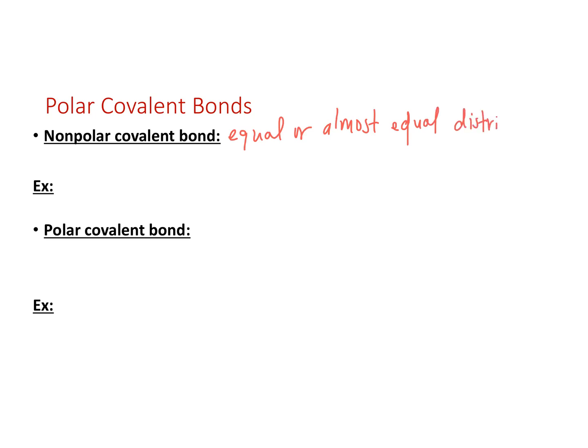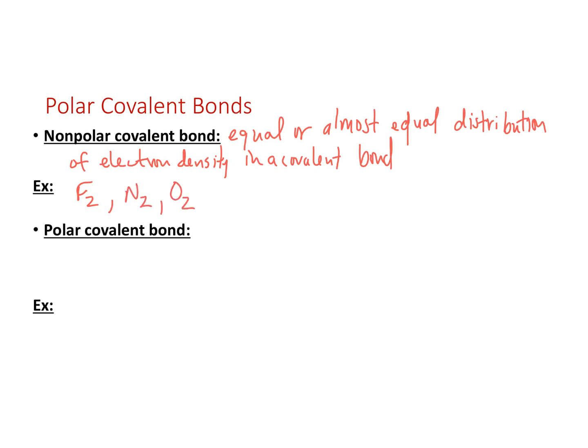Nonpolar: an equal distribution of electron density in a covalent bond. Examples of nonpolar covalent bonds, like we already saw with diatomic fluorine, are 2 identical atoms bonded together. My electronegativity is identical, so it's going to be a tie. I'm not going to have an unequal distribution of electron densities. So diatomic fluorine or diatomic nitrogen or oxygen or hydrogen, all of those would be nonpolar. I'm going to get an equal sharing of electron density.